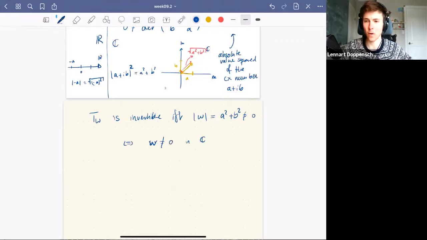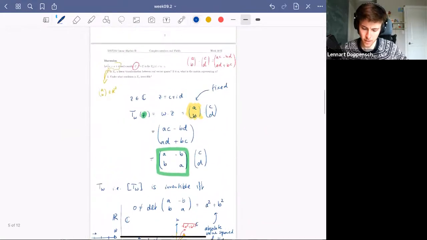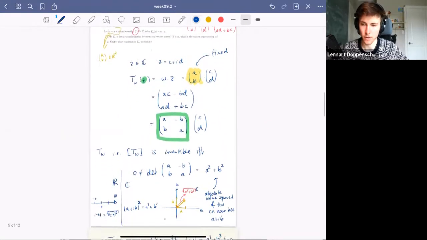So as long as a or b are positive or negative, non-zero, then this determinant is non-zero. Okay, any questions? This is just to get you used to complex numbers.